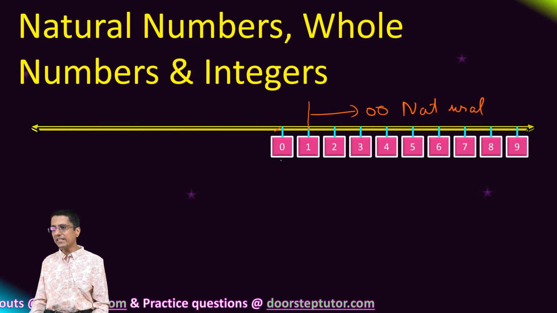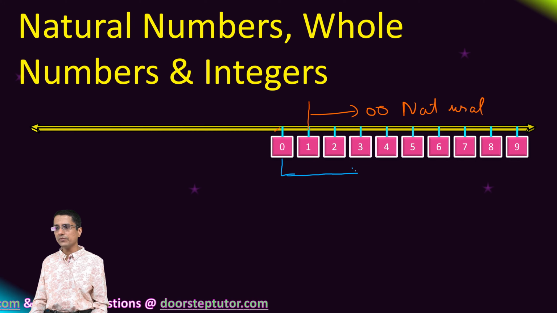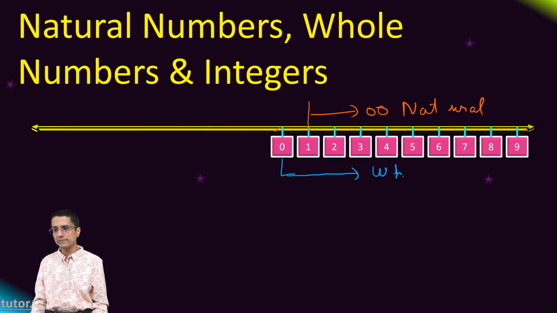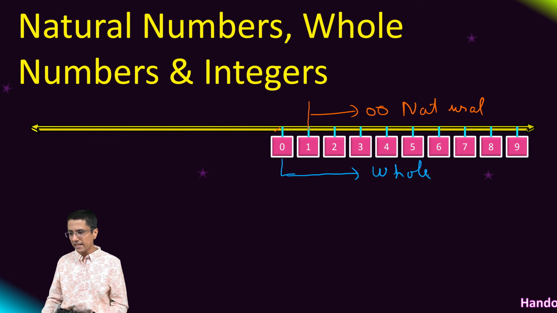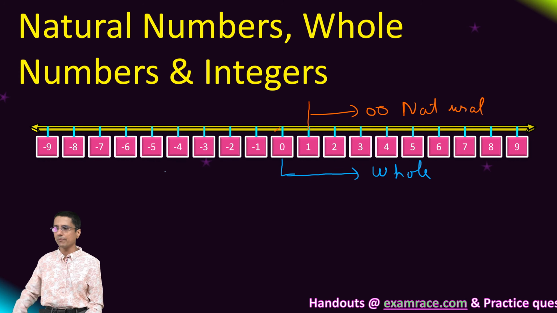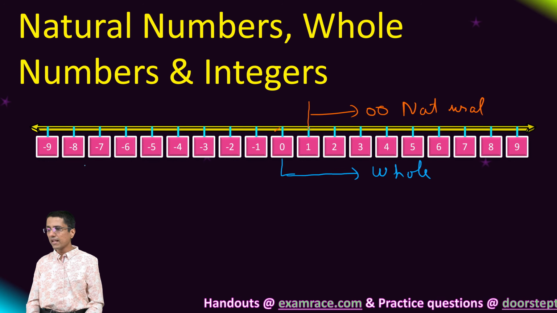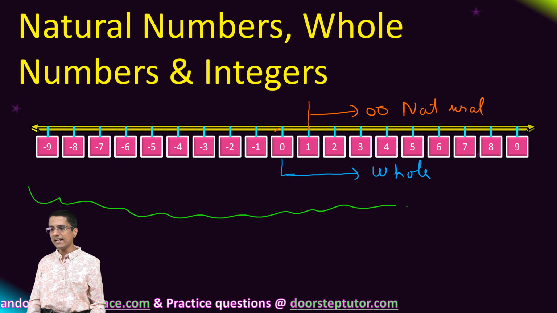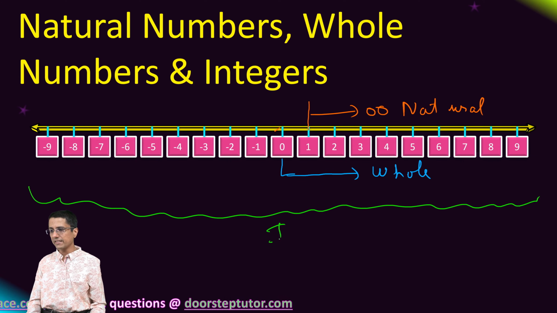If I add 0 to this set, starting from 0 and going in the positive direction, I have whole numbers. And then if I add negative integers to this as well, if I add all the negative integers to it, this entire set is known as the set of integers.